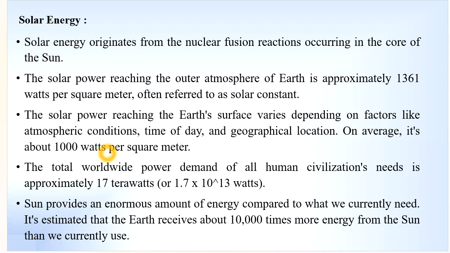You understand that there is a lot of area on this earth, so the sun is providing an enormous amount of energy when you compare with what we currently need. So it is estimated that the earth receives about 10,000 times more energy from the sun than we currently use, right? There is huge potential of solar energy, so this is called potential, right?